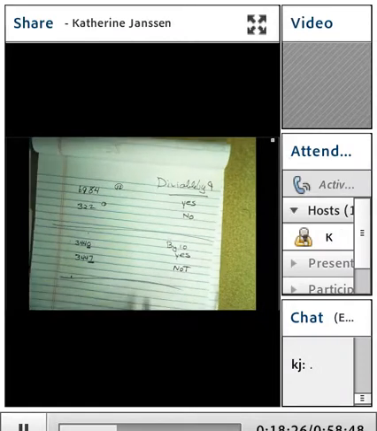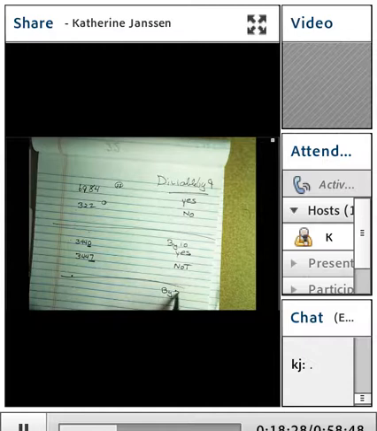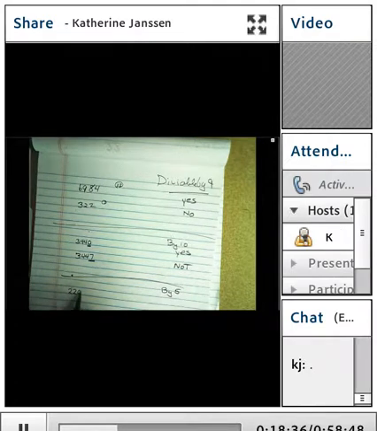And divisibility by 5. A number is divisible by 5 if its ones digit is a 0 or a 5. 220, check the ones digit. Is it a 0 or a 5? Yes. So 220 is evenly divisible by 5. 475, the ones digit is a 5 or a 0, so yes, it's divisible by 5.